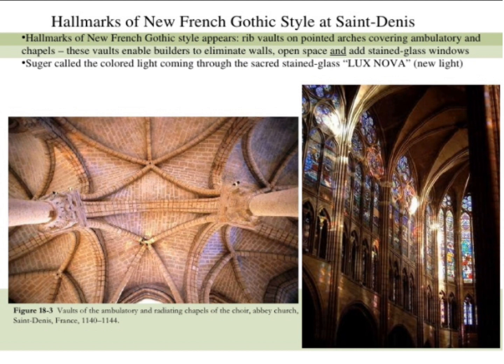A rib vault is basically exactly what you see here. They take that pointed arch that we've talked about, the groin vault, and add a spine to it where it intersects, and it gives it this skeletal looking system. They were often designed to cover the ambulatory and chapels, and the vaults enabled builders to eliminate walls. They opened up spaces and added stained glass windows to the walls. Abbot Suger called the colored light that came through the stained glass lux nova, which meant new light.